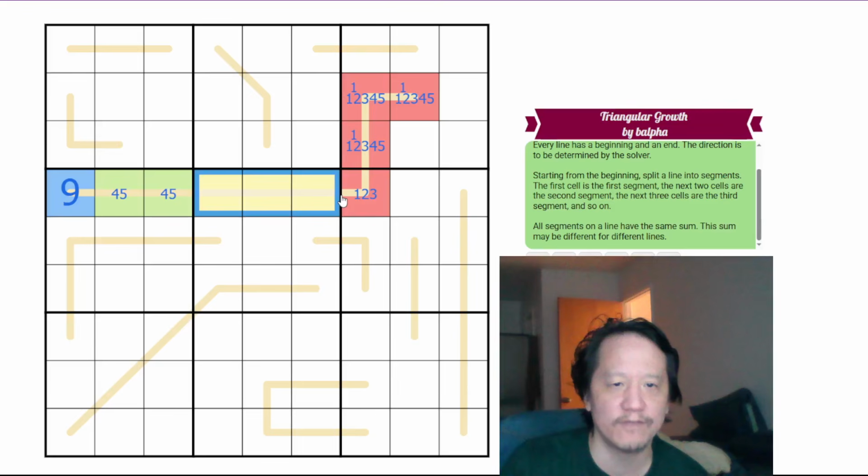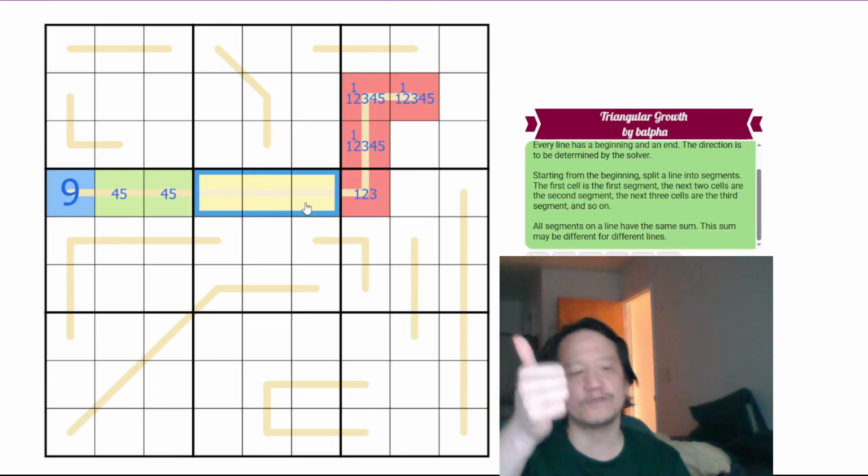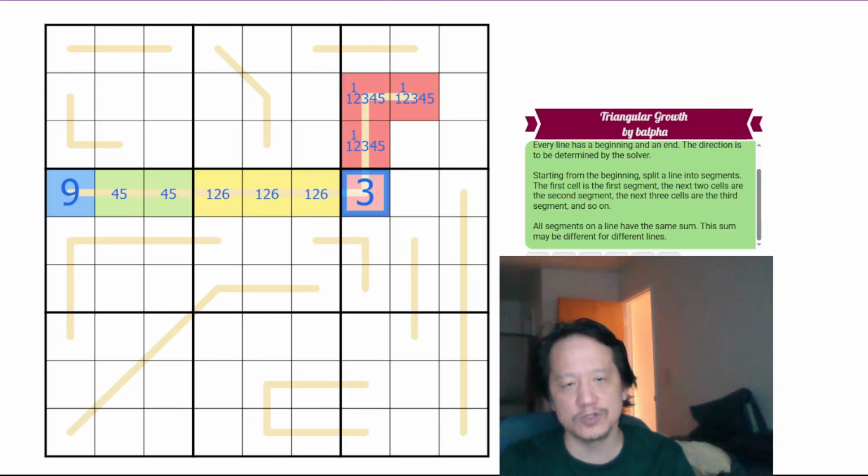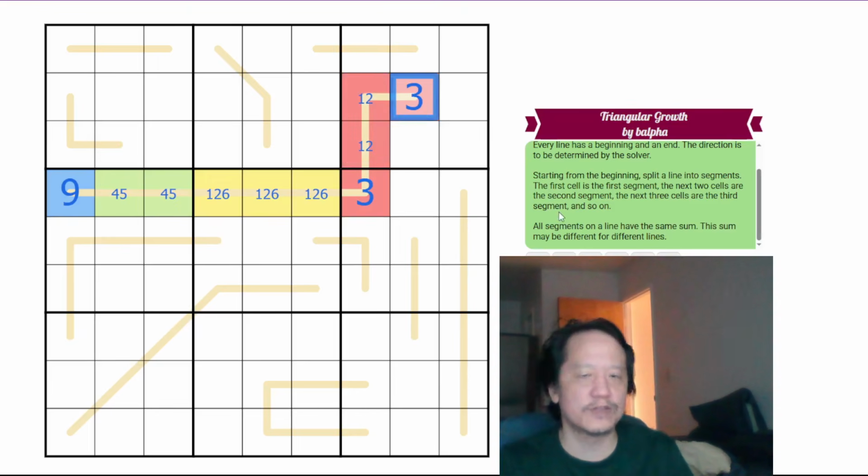This cannot have 4 or 5, adding up to 9. So it cannot be 2, 3, 4 or 1, 3, 5. It's 1, 2, 6 here, adding up to 9. That eliminates 1, 2, 6 in the rest of the row. So no 1, 2 here. It's 3. So 3 plus 1, 2, and 3 add up to 9. And this can't be 3 because of 3 in the column. So this is a 1, 2 pair, which makes that 3 there.